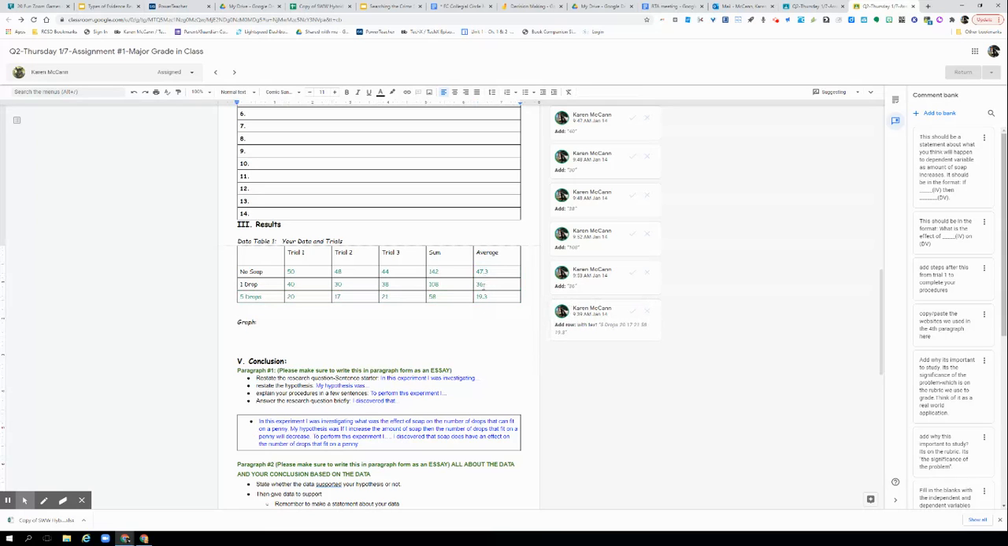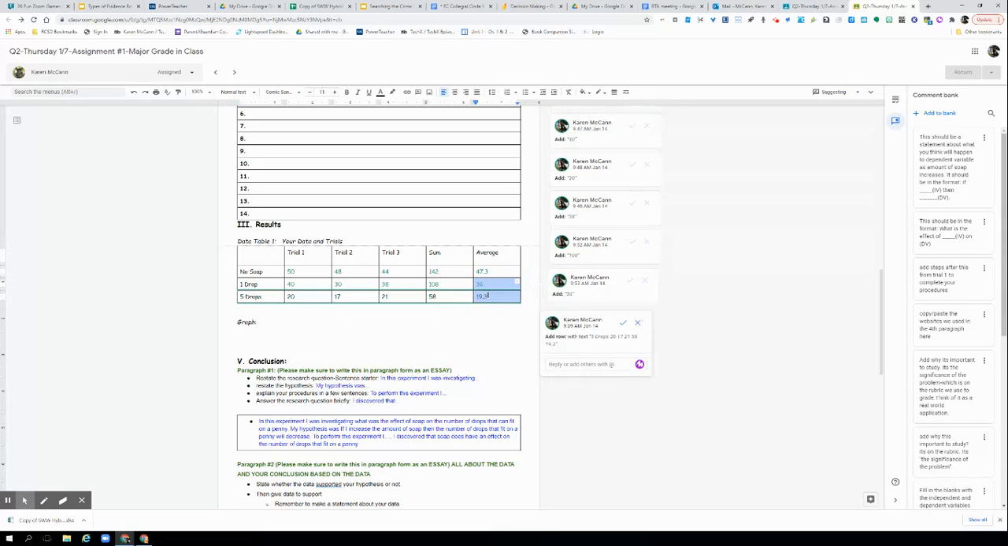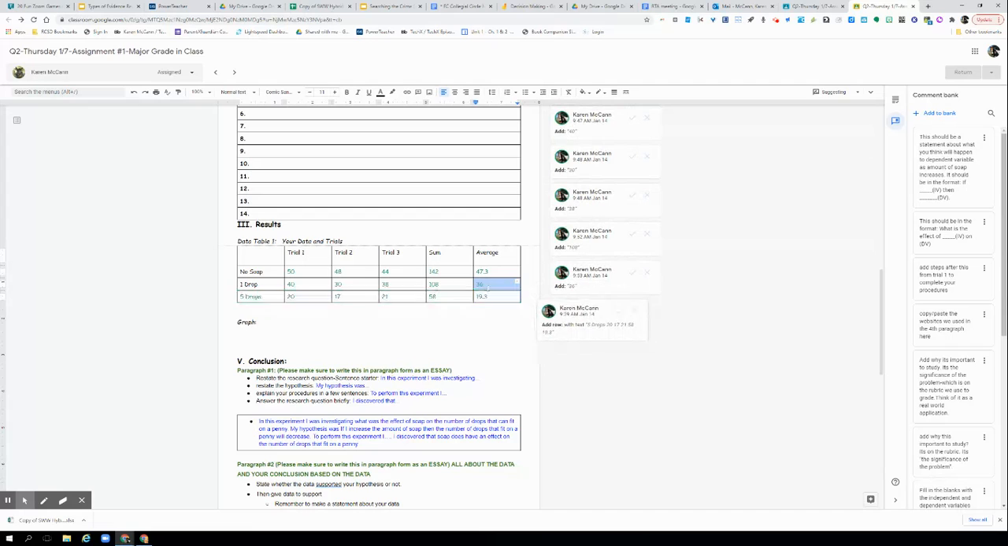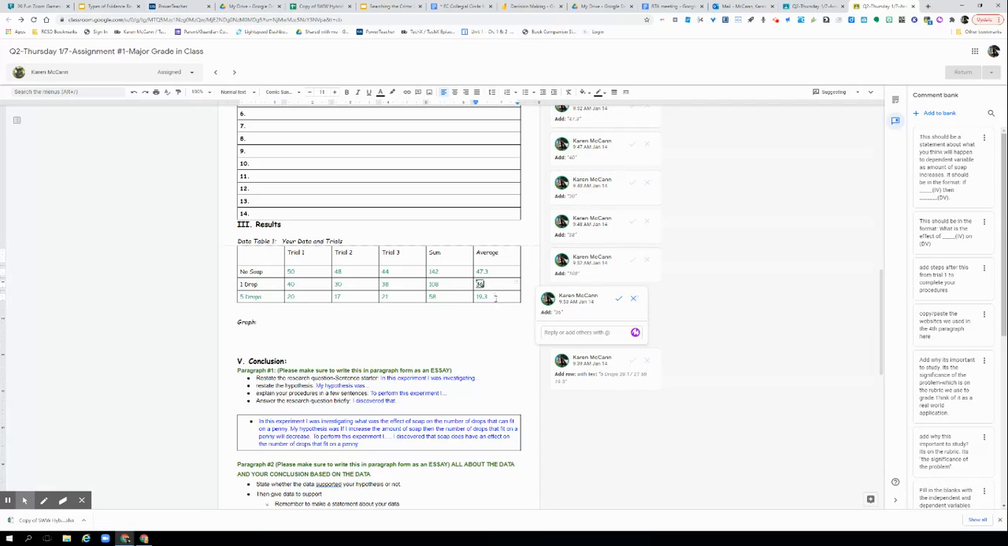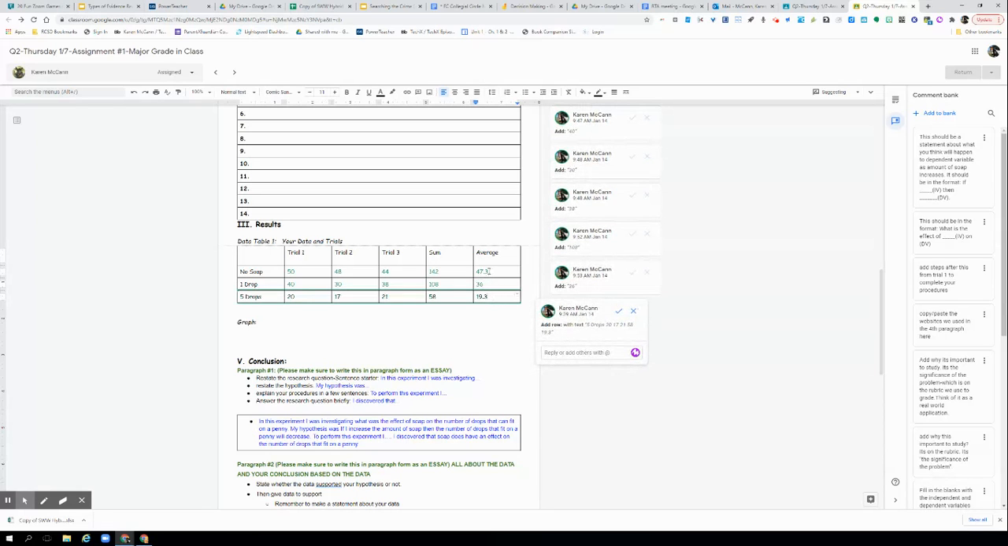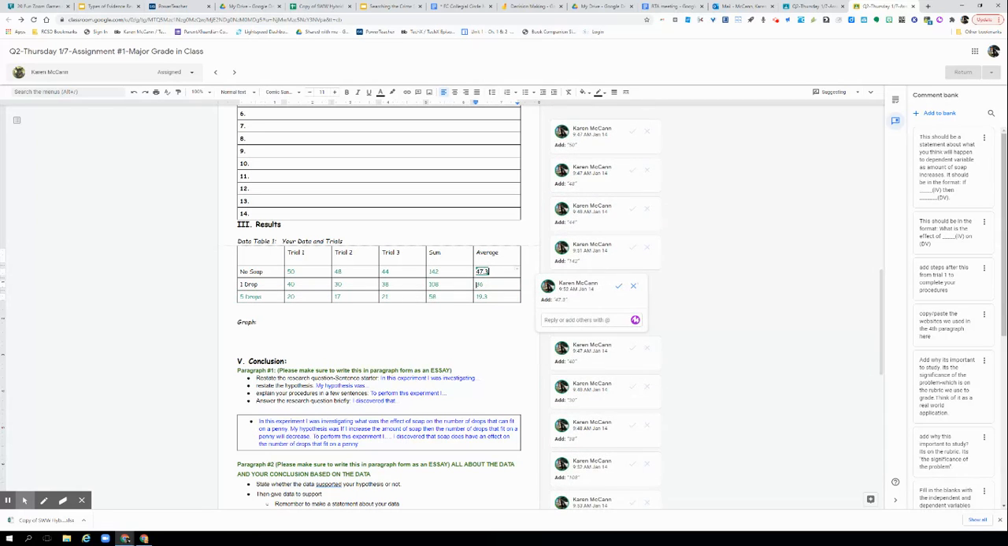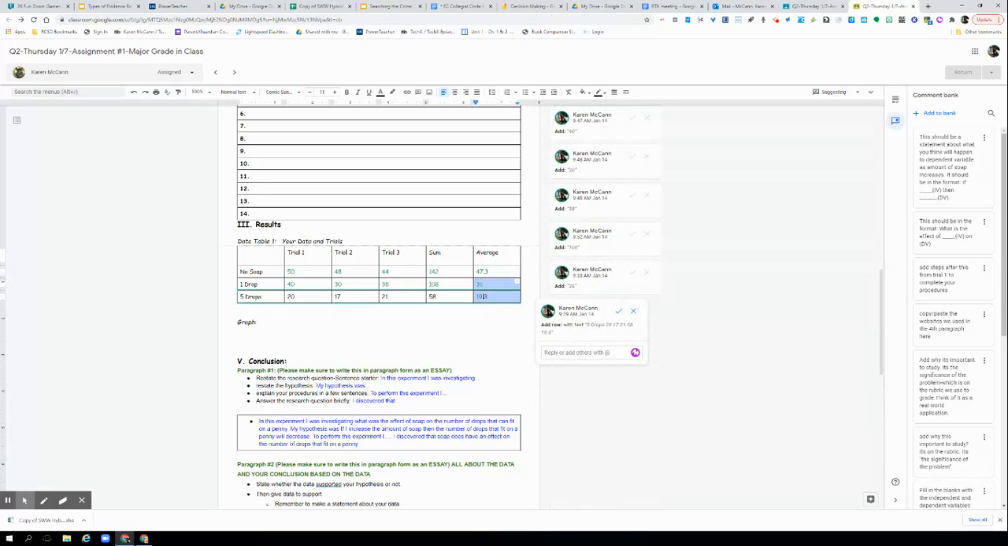There is a chance that you might not see much of a difference or any difference really between the 1 drop and 5 drops. And if that's the case, all you really found out is as soon as soap is added, it doesn't matter how much, it decreases the number of drops. So keep in mind, see if you have a trend going downward or if there's just a difference between no soap and 1 and 5 drops.